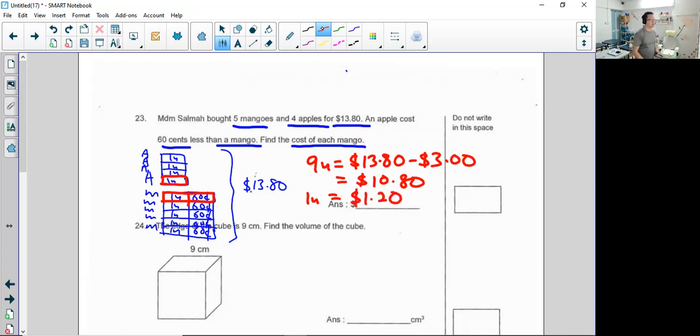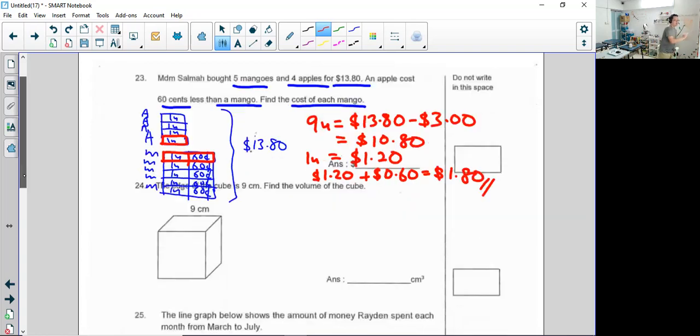So how much is 1 mango? So 1 mango is $1.20, which is 1 unit, plus another 60 cents. So 1 mango must be $1.80. Okay, that's how you get the cost of 1 mango. All right, stacking model. Of course, do I need to draw a model? If I know how to do, then you don't need to draw if you know how to do already.